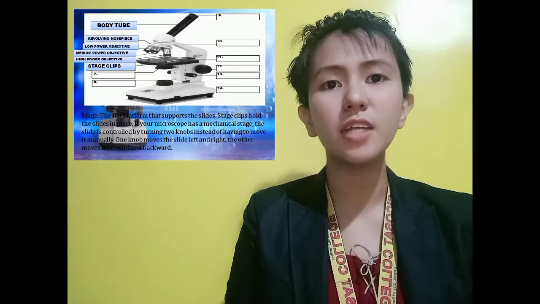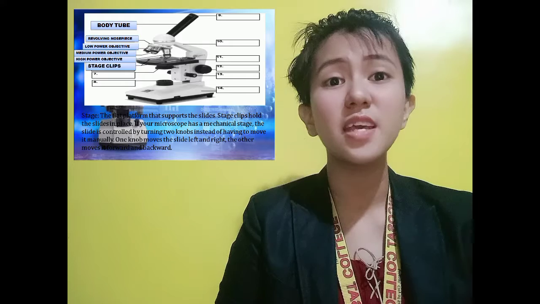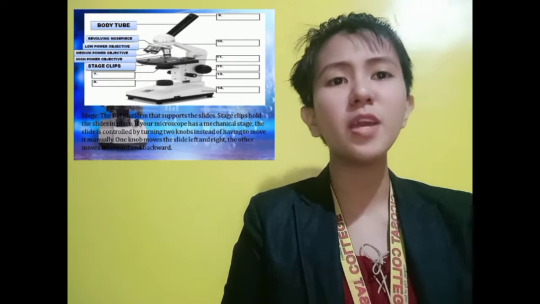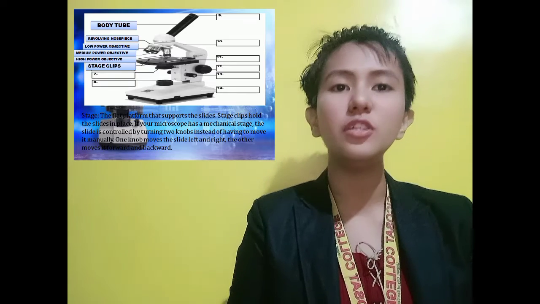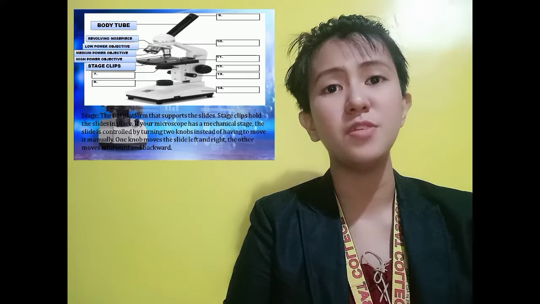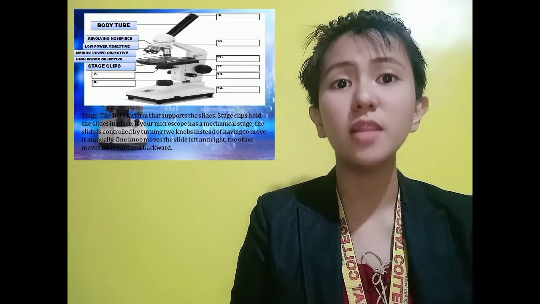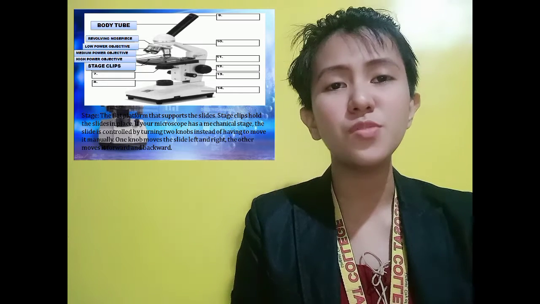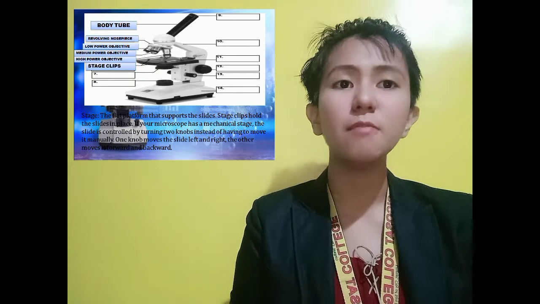The flat platform that supports the slides. Stage clips hold the slides in place. If your microscope has a mechanical stage, the slide is controlled by turning 2 knobs instead of having to move it manually. One knob moves the slides left and right. The other moves it forward and backward.